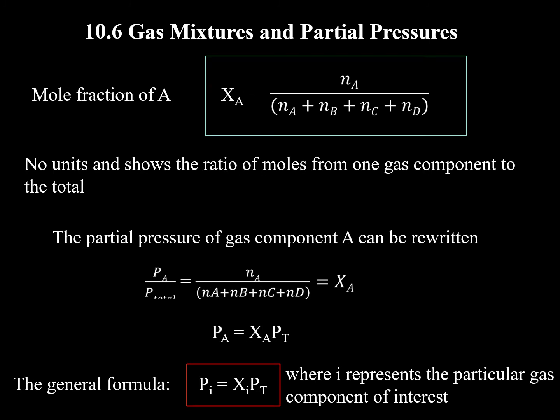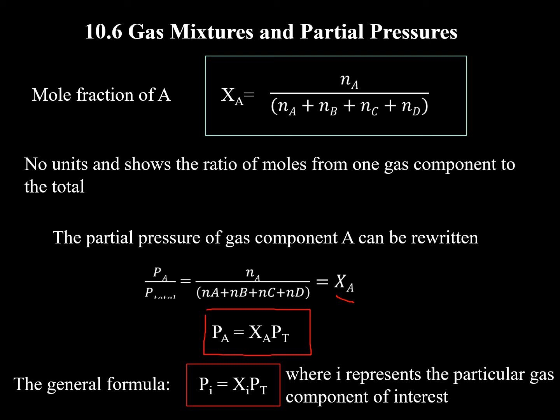We call this the mole fraction. So this is a new term. Mole fraction is the particular moles of interest, for instance, Na divided by the total moles. And there are no units because they'll cancel. So we can do this for the partial pressure of A, we can do this for the partial pressure of B, C, etc. And it has a corresponding mole fraction, Na, which is divided by the total moles, to give us Xa.